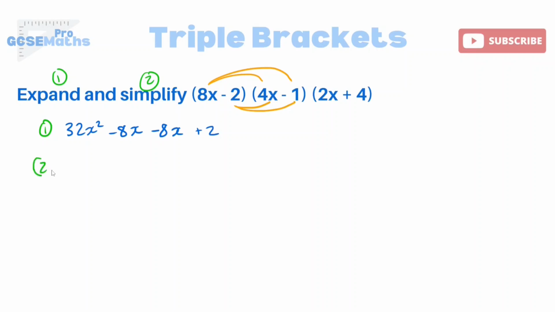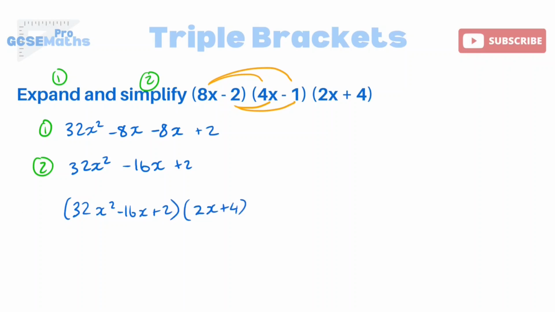We then want to simplify the quadratic, so we've got 32x squared, minus 8x minus 8x is minus 16x, and plus 2. That's your first bit. You want to then copy that into brackets so you can expand it with the final bracket that we're missing. So we've got 2x plus 4 as our other bracket, and expand and simplify again. So 32x squared times 2x gives us 64x cubed.